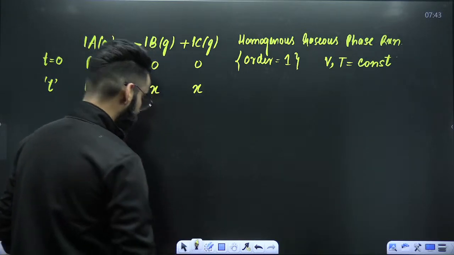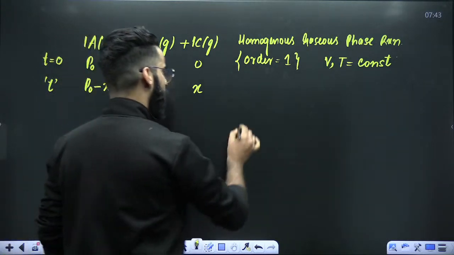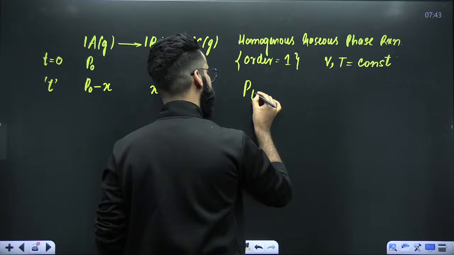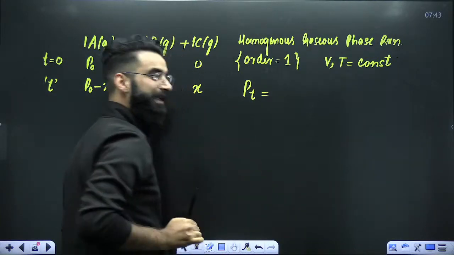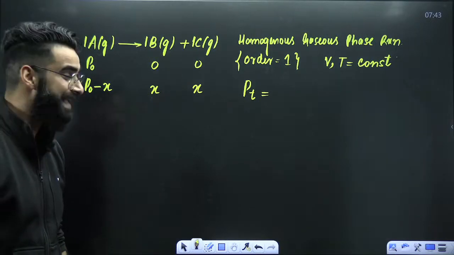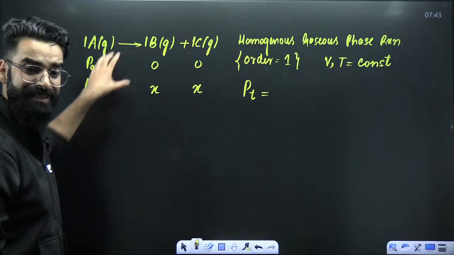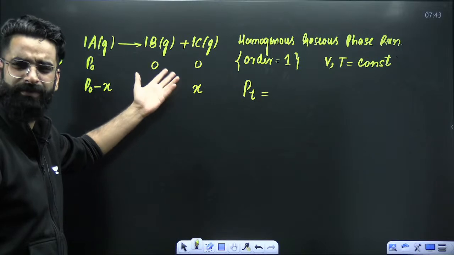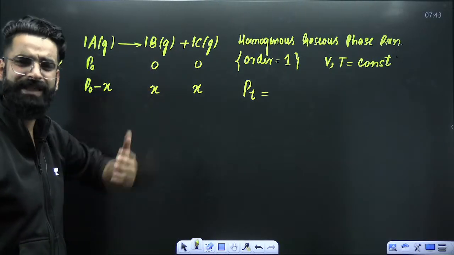Okay. So if I ask you, what will be the total pressure of the mixture at time t, which I'm representing with PT? PT represents the total pressure of the mixture at time t. Since at time t, there are 3 gases in the container: gas A, some moles of gas B which have got formed, and some moles of gas C. So there are 3 gases in the container.